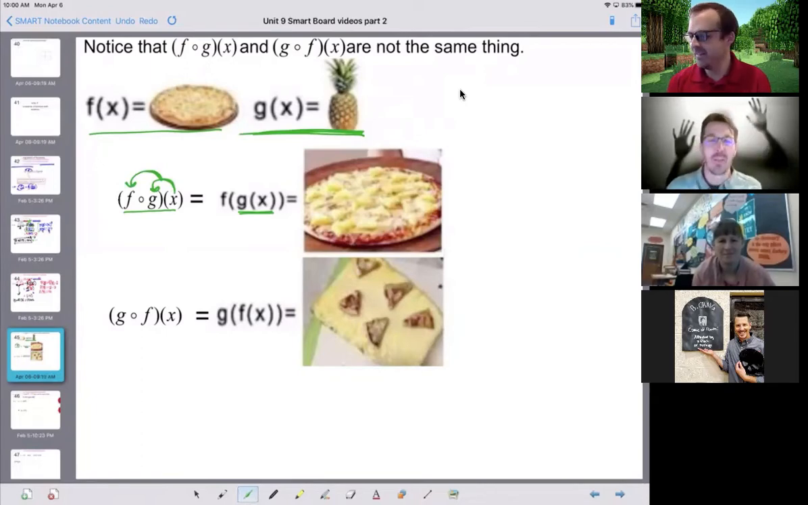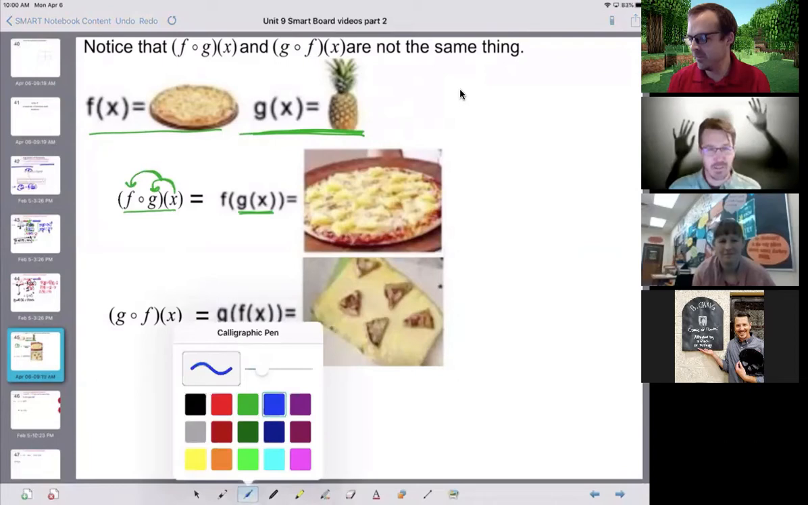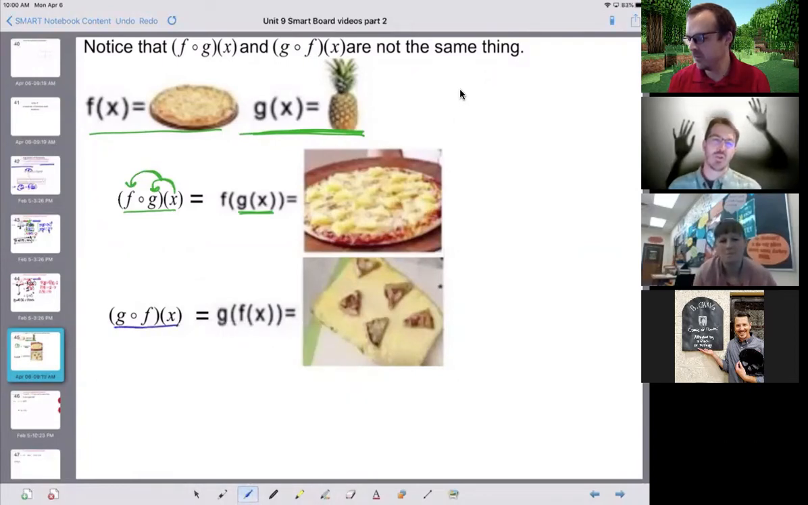On the other one, I have g of f of x. So I'm putting x into f, which is pizza. So I get pizza, and then I'm taking pizza and putting it into pineapple. So the order matters. One gives me pizza with pineapple on it, and the other gives me pineapple with pizza on it. So the order obviously matters because you do not want to order a pineapple with a piece of pizza on it. You want a pizza with a piece of pineapple on it.